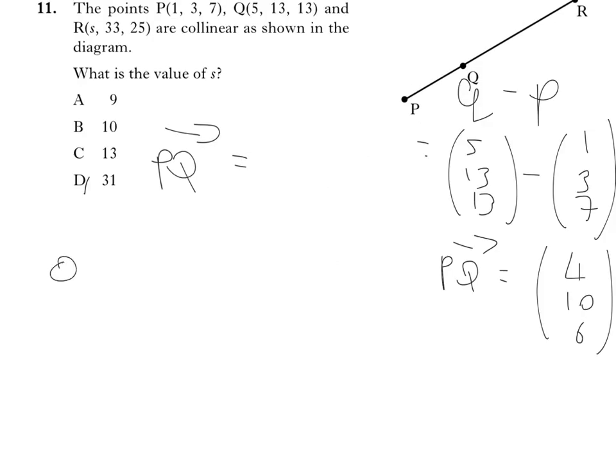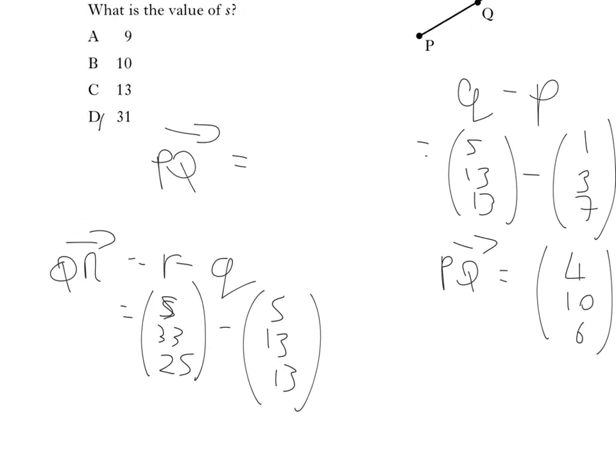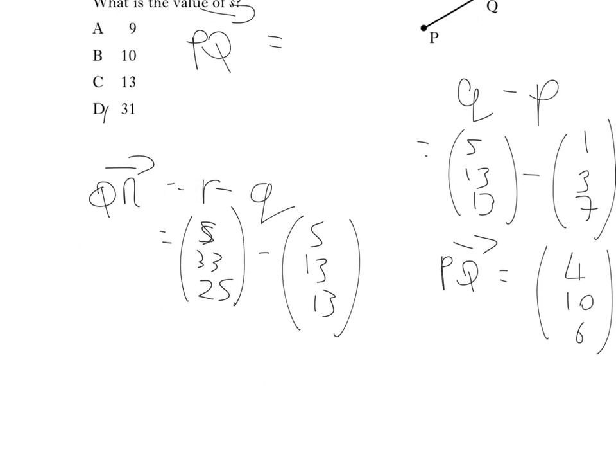If I now look at QR, QR is R minus Q, and that's (S, 33, 25) minus (5, 13, 13). So it's going to be equal to, well, 5, S take away 5 can just be written as S minus 5. 33 take away 13 is 20. And 25 take away 13 is 12.